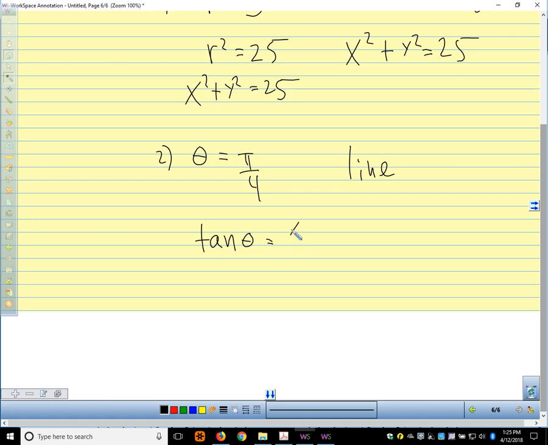Tangent theta is y over x. So tangent of pi over 4 is y over x. What's the tangent of pi over 4? Y over x equals 1. So the line is y equals x. The tangent of the angle is the slope of the line, and that's related to why it's called the tangent. Tangent has something to do with the slope. And in calculus, finding the equation of tangent lines is one of the big ideas.